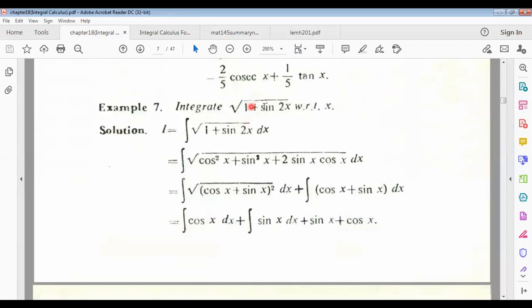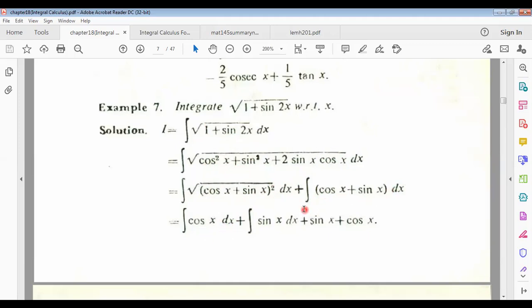Now integrate root over 1 plus sine twice x with respect to x. Integration of root over 1 plus sine twice x dx: 1 can be written as what? Sin square x plus cos square x. This is the trigonometric identity: sin square x plus cos square x equals 1. And sin twice x formula is 2 sin x cos x. Another formula, but this can be written as a plus b whole square formula: sin x plus cos x whole square. Okay, and square and root are gone. So this can be written as cos x plus sin x.